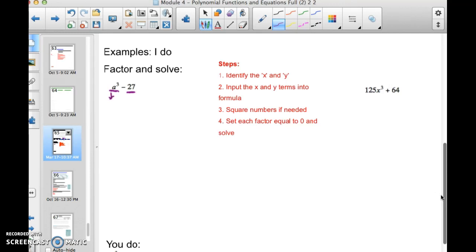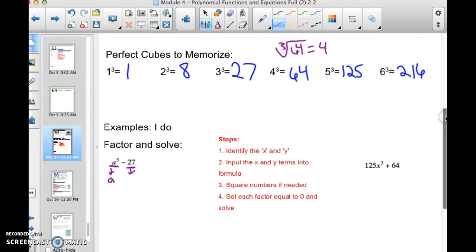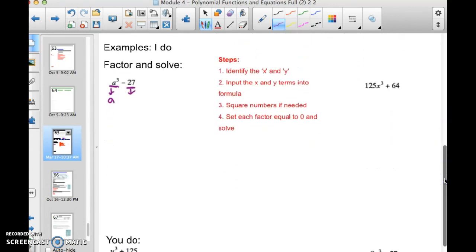So the first one's easy. A is being cubed. It's just given to you that way. Now, in order to get 27, the number being cubed to get 27 is 3. So I'm going to put 3 down there. It's going to be a little confusing because x is going to equal a variable. But in this case, the first piece is always my x, second piece is always my y. And x and y are always the pieces that are being cubed. So that's why I have to ask myself that question, what is being cubed? So in this case, x is a, my a right here, because that's what's being cubed in the first chunk, and y is 3, alright, because that's what's being cubed in the second chunk. So I've identified the x and the y for my formula.